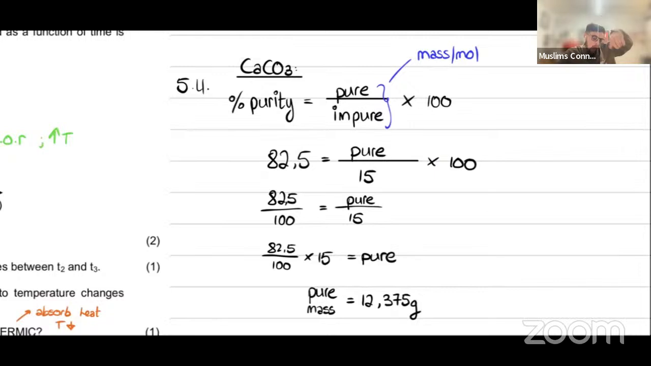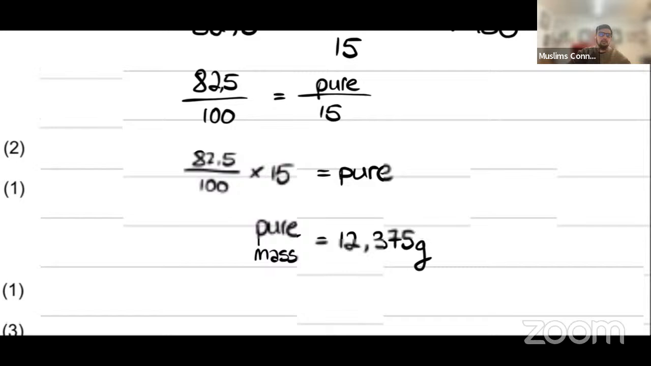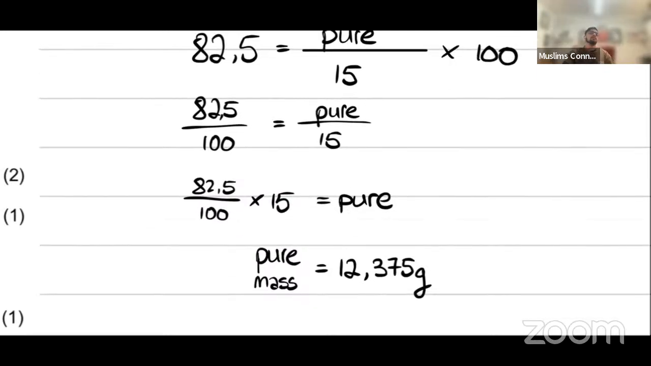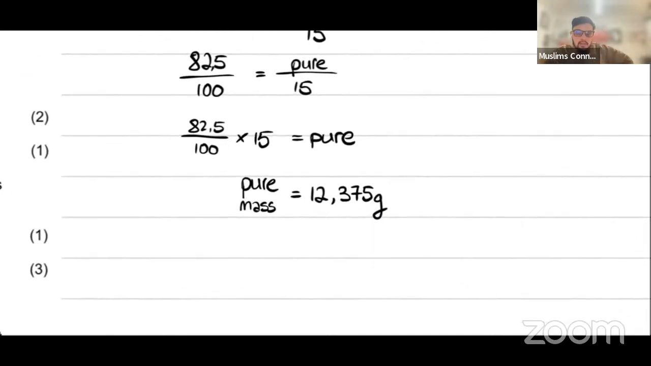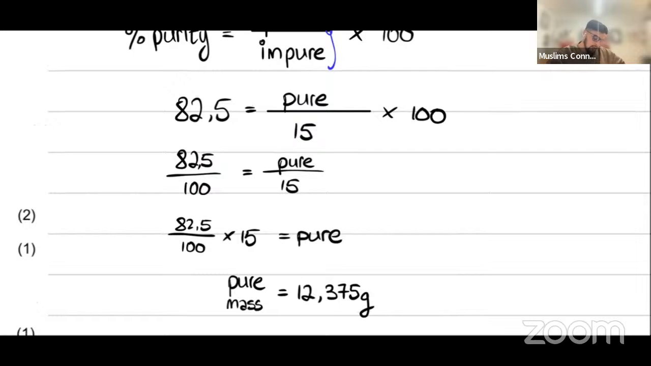Also, this tells you the percentage of it that's pure. So if 12.375 out of the 15 kg is pure, this 82.5% is telling you that 82.5% of it is actually pure. I could have also done 82.5% of 15. That's also one way of understanding it. Or you can sub it into the formula, it's also fine.